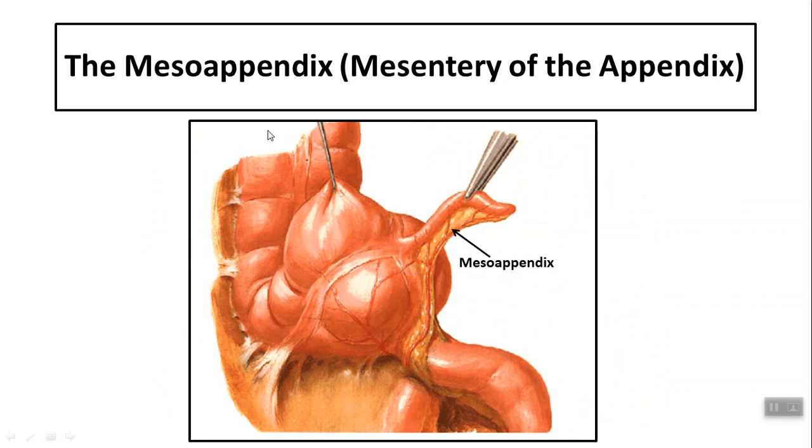Another mesentery is called the mesoappendix, or the mesentery of the appendix. This is a small mesentery that also forms a passageway for the blood vessels of the appendix.